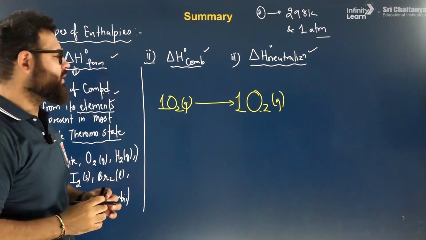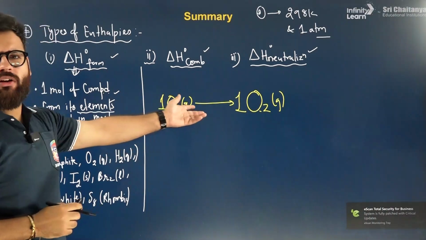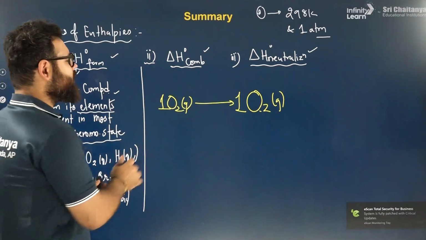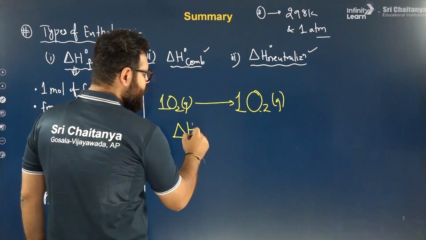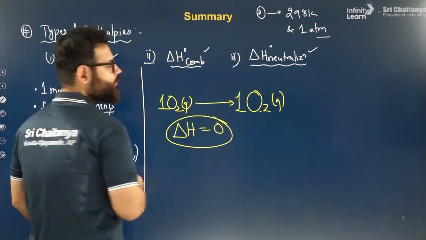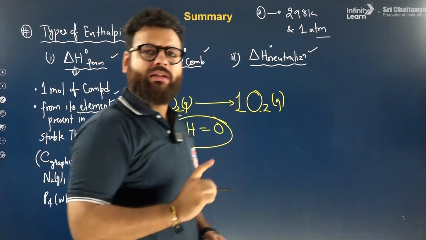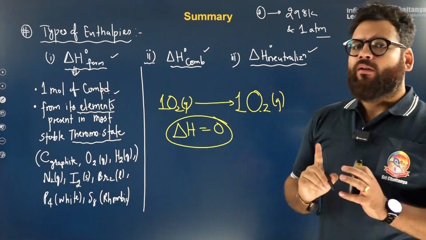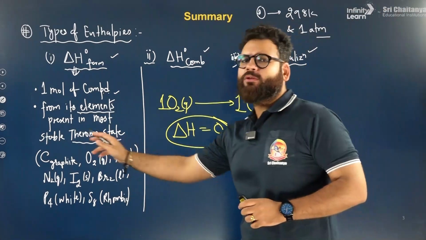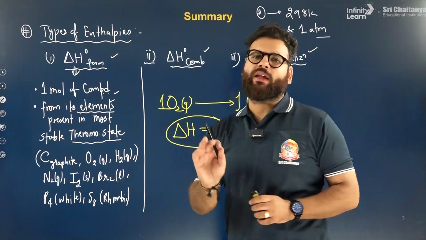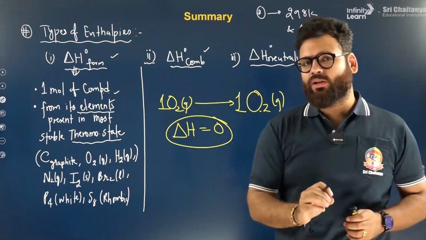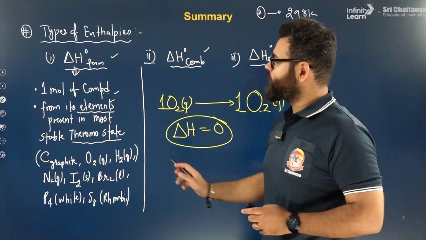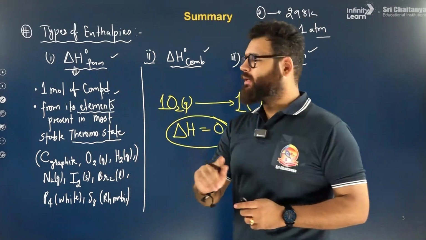You will say, sir, what nonsense is this reaction? It's actually not a reaction, because your initial and final state is the same. So delta H will be 0, because product and reactant are exactly the same. Remember that whenever you take formation enthalpies of these elements in their stable states, it is taken as 0. They will not mention it, but you have to take them as 0. So the enthalpy of formation of stable states is always 0.